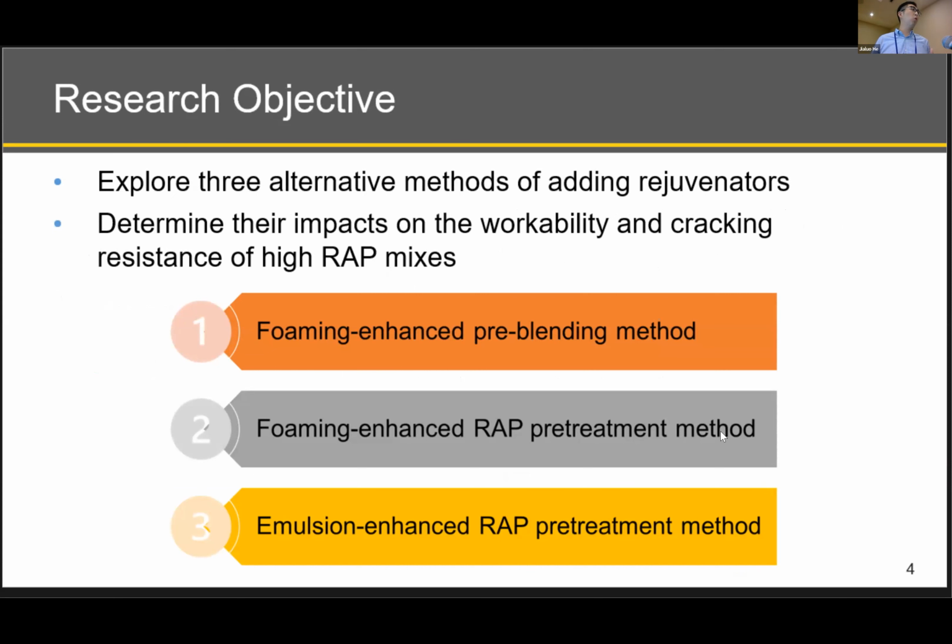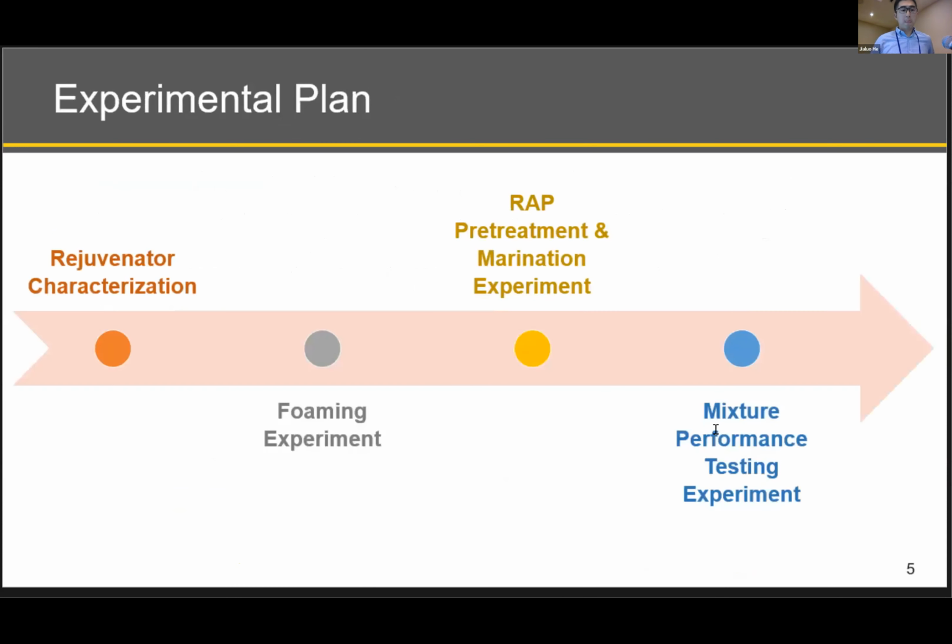Those are the key points that we need to make sure those mixtures are going to perform in the field. In terms of research approach, what we did was four steps as shown here. On the very left side is what we call rejuvenator characterization. This is the surface tension and viscosity of the rejuvenator itself, to help us better understand the surface characteristics of those materials so that we can do modification if needed to provide better foaming behavior. After that, we look into the foaming experiment.